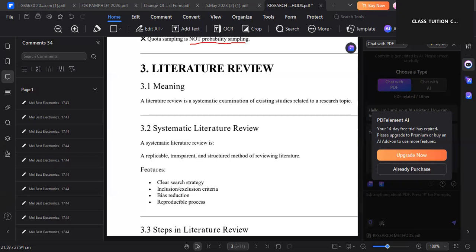So literature review can be systematic. We have different types of literature review. There's what we call systematic literature review. It is simply a carefully planned, transparent and replicable method of reviewing your existing literature using clear methods. So systematic literature review is one which is more structured than a normal literature review.